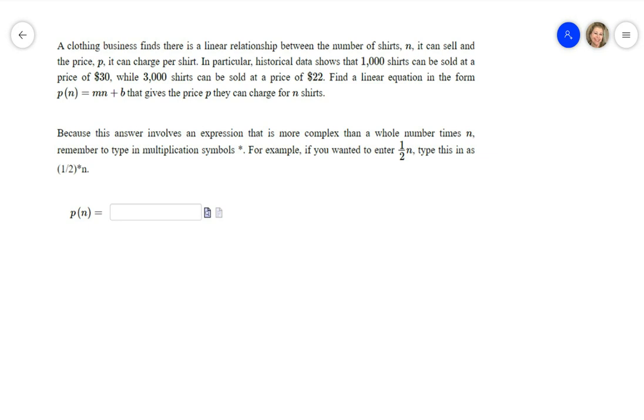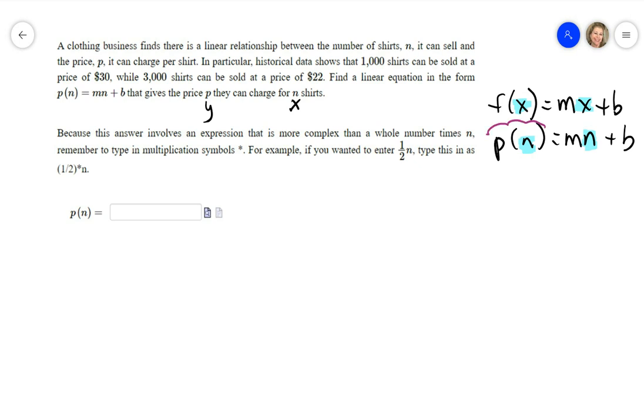So instead of X and Y, they're using N. N is like your X and P is like your Y. Because normally you see F of X is equal to Mx plus B. Well, they're saying P of N equals Mn plus B. Your X is the same thing as your N, and P of N, this whole thing, is like your Y.